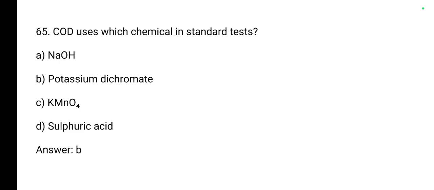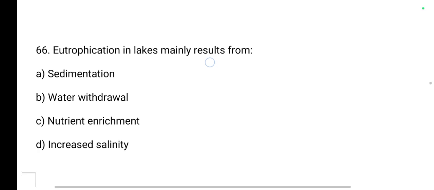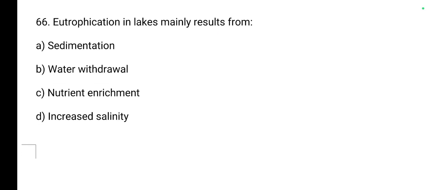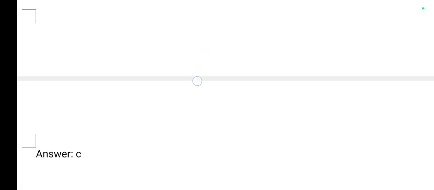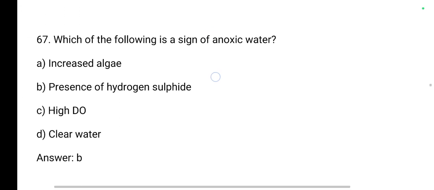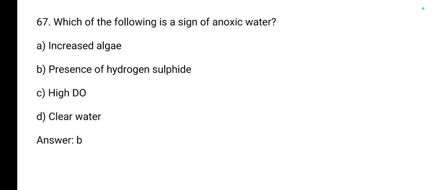COD uses which chemical in the standard test? So it is potassium dichromate. Eutrophication in lakes mainly results from nutrient enrichment. Which of the following is a sign of anoxic water? So it is the presence of hydrogen sulfide.